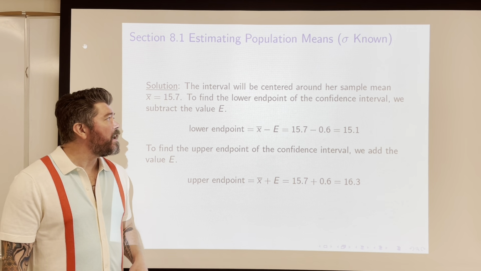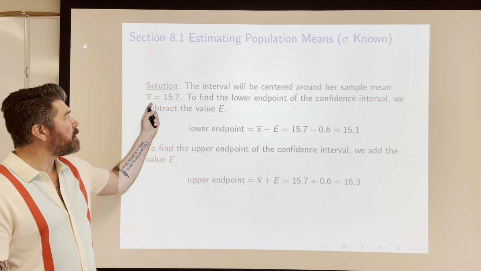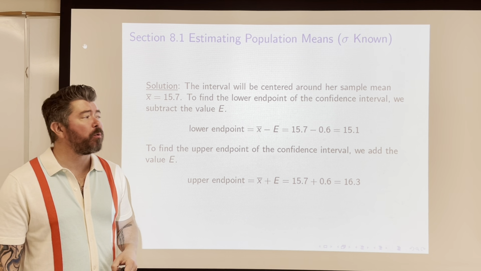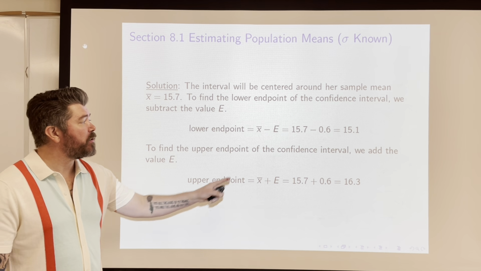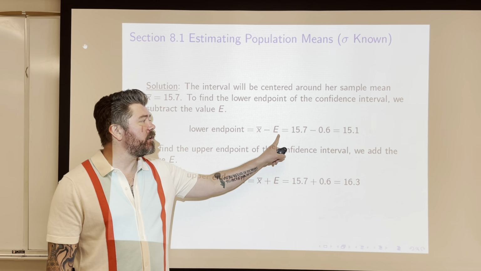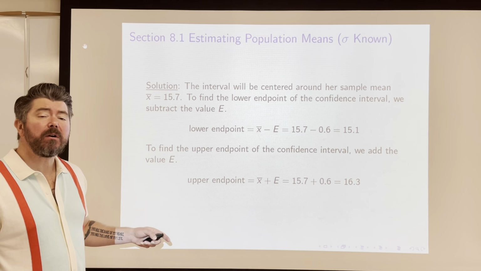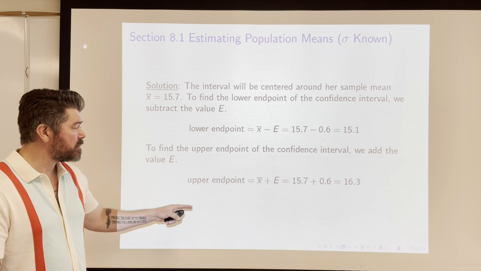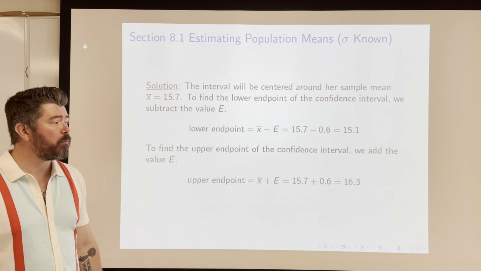So the interval will be centered around her sample mean, which we know from the problem is 15.7. Now, to find the lower endpoint of the confidence interval, we subtract the error. So we take x bar minus E, which gives us 15.1. To find the upper endpoint of the confidence interval, we add the error. So we take x bar plus E, and we get 16.3.